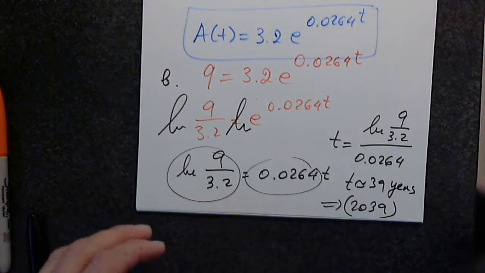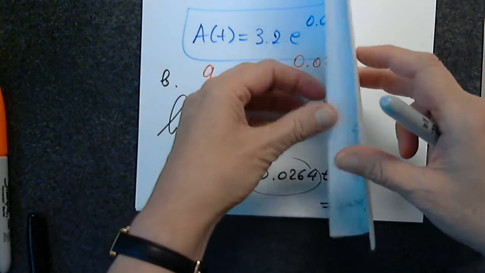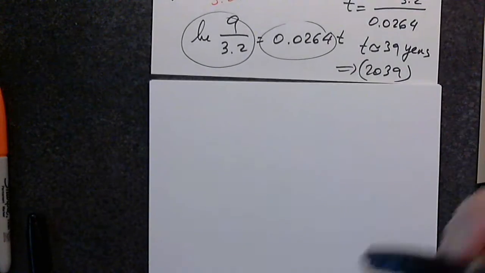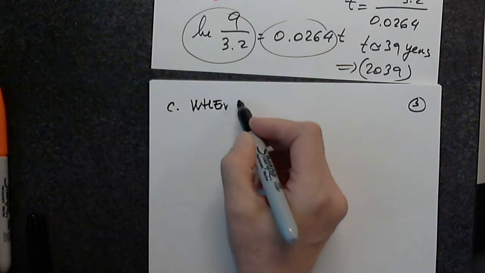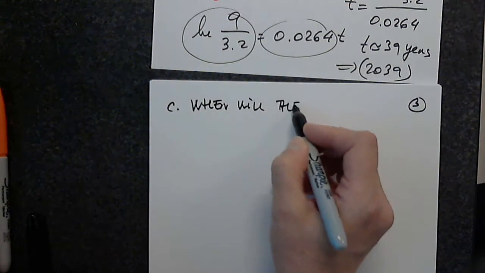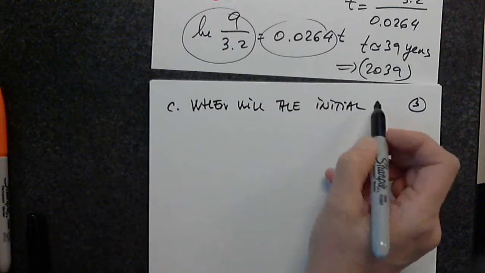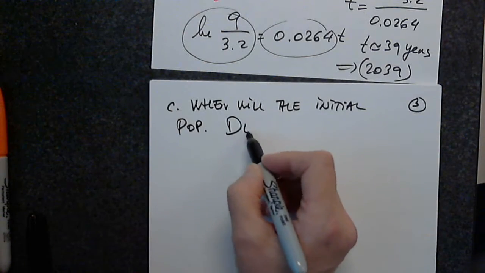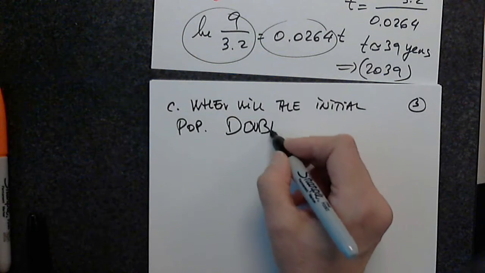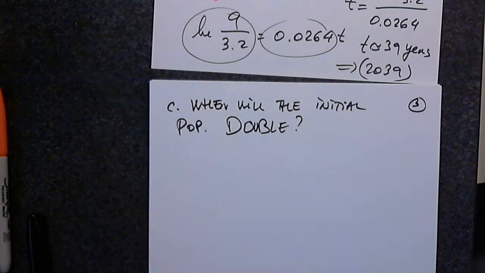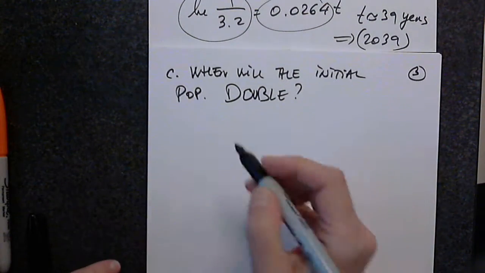Okay, I want to add a question here. So here's part C that I'm making up. When will the initial population double? I'm going to copy the model on this page. You don't have to copy it again.